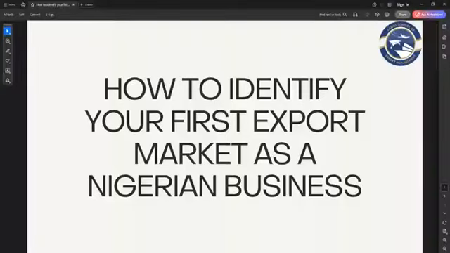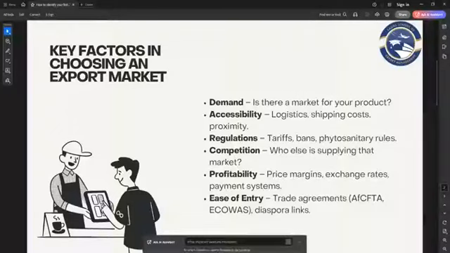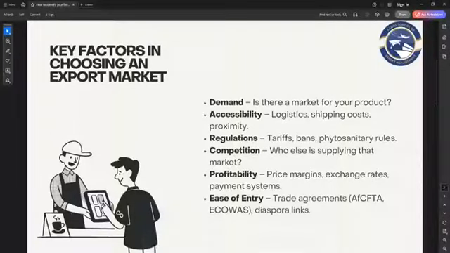So that's why we are going to be talking about that today, looking into the different aspects of what you need to know to actually select a good market for your business or for your product or commodity. So we are going to be looking at the key factors in choosing an export market. What are the key factors that you need to know, or research, or work on? The first thing is demand.